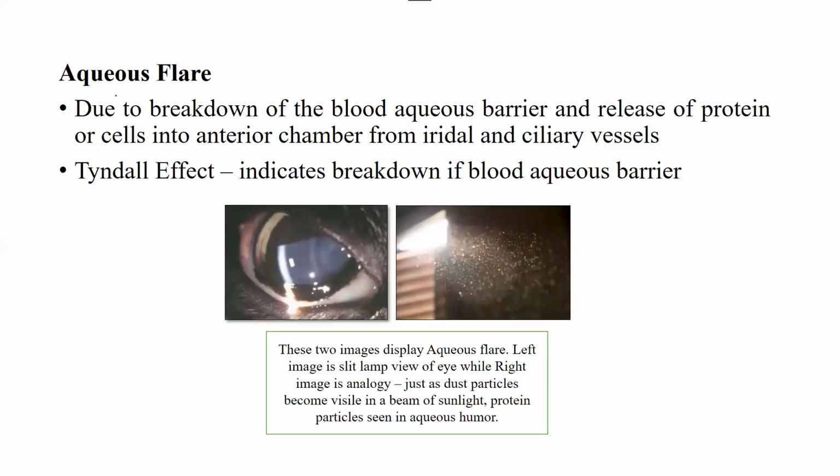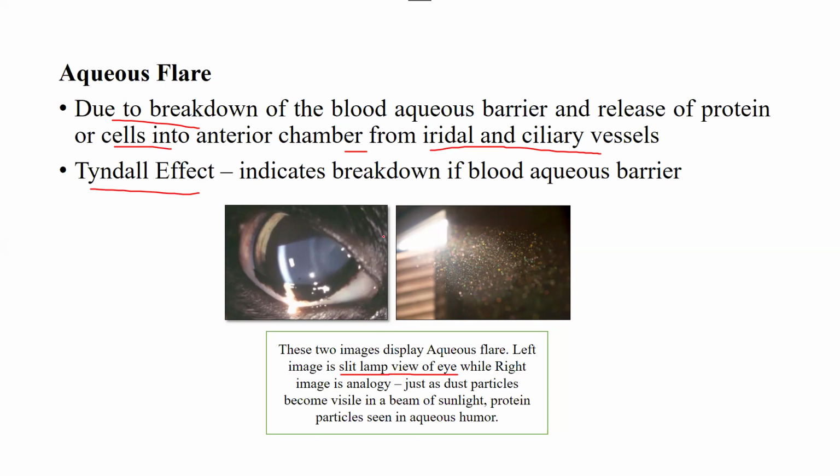What is aqueous flare? Aqueous flare is a pathognomonic sign for anterior uveitis, and it is due to breakdown of the blood aqueous barrier, with release of proteins or cells into the anterior chamber from the iridial or ciliary vessels. So this blood aqueous barrier breaks, and the proteins and cells are seen in the anterior chamber of the eye, through a light. This is called a slit lamp view of the eye, where the light is shown, and in that light you can see these cells or proteins. It is called the Tyndall effect.